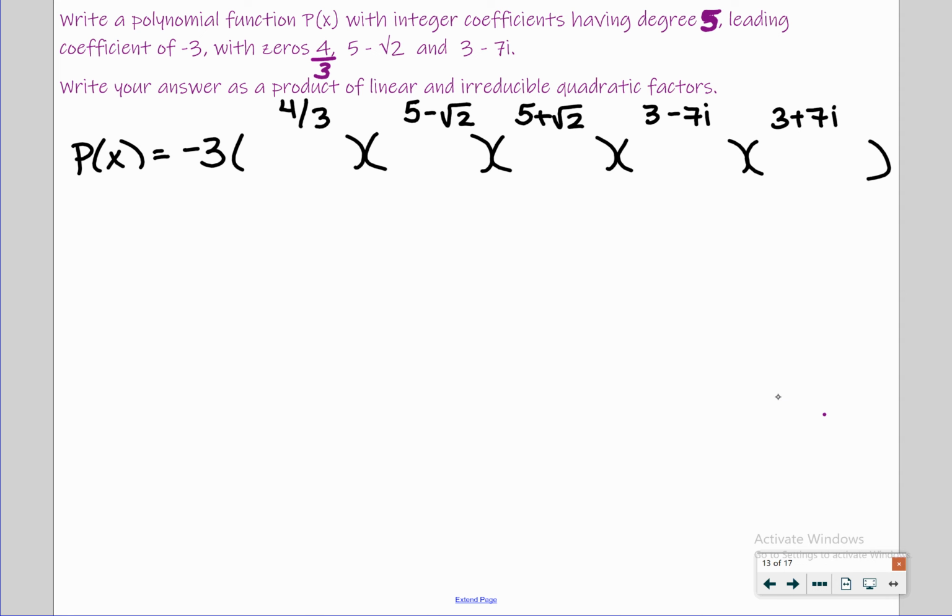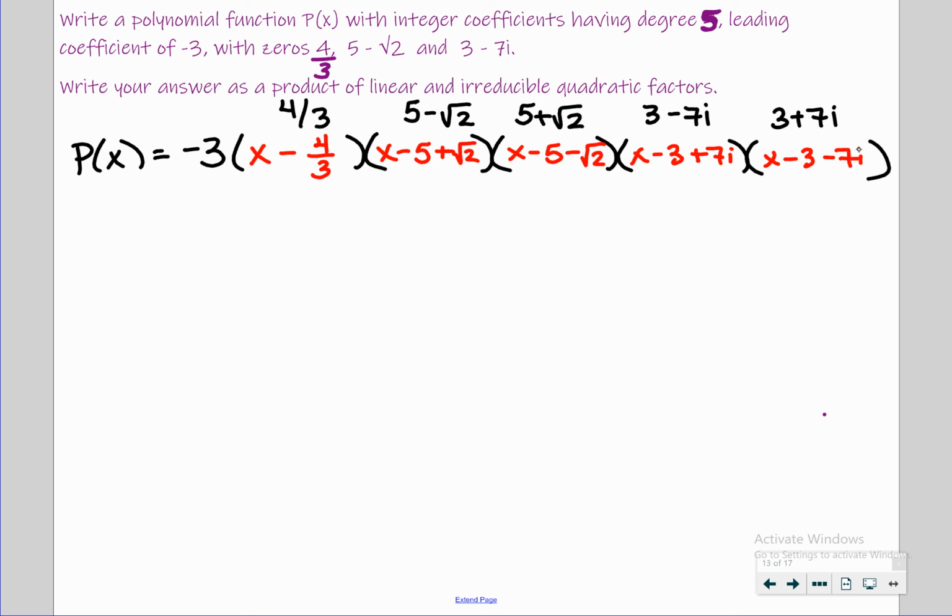Yep. And we're just going to leave it like that, even though it's a fraction. We don't need to FOIL these out in our answer. It's going to say write our answer as a product of linear and irreducible quadratic. So even though it's a fraction, just leave it. It's okay. And then for the other ones, we're still putting x minus in front, but it's in front of both terms. So it's going to change the sign of everything that we see. So for that next one, it'll be x minus 5 plus rad 2. X minus 5 minus rad 2. X minus 3 plus 7i. X minus 3 minus 7i.